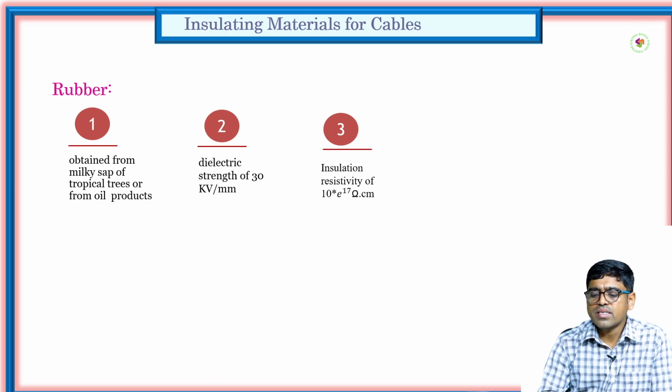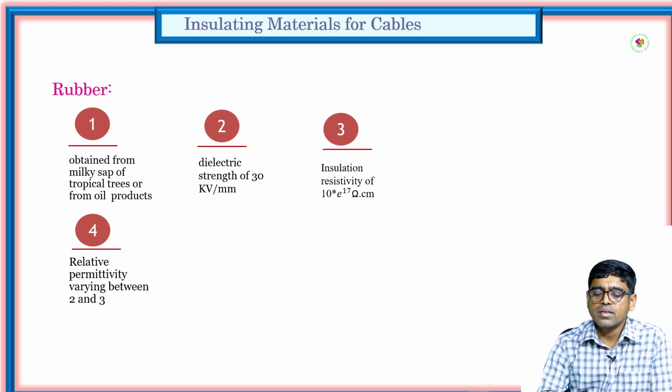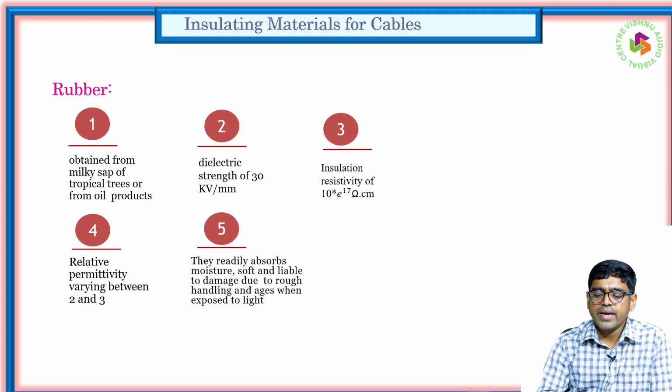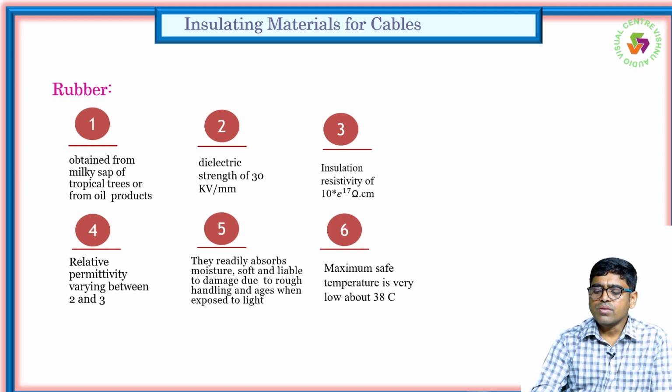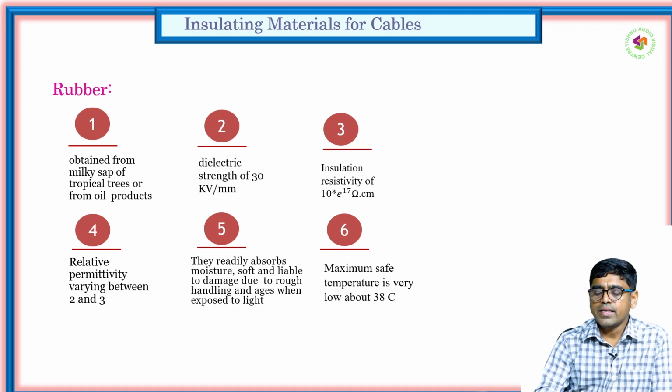Next, the dielectric strength of this rubber is 30 kV per mm, insulation resistance is 10 to the power of 17 ohm centimeter, and relative permittivity varies between 2 to 3. They readily absorb moisture, are soft, and liable to damage due to rough handling, and degrade when exposed to light. The maximum safe temperature is very low, about 38 degrees centigrade.